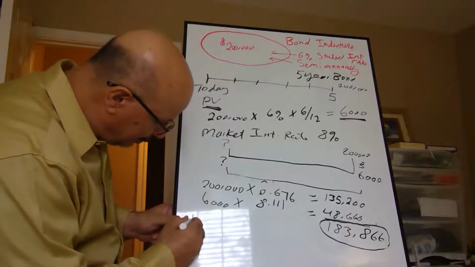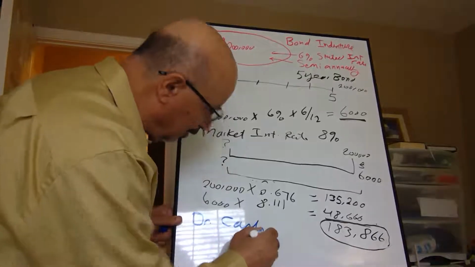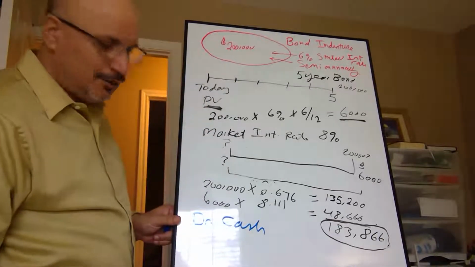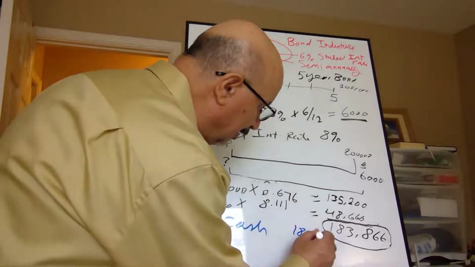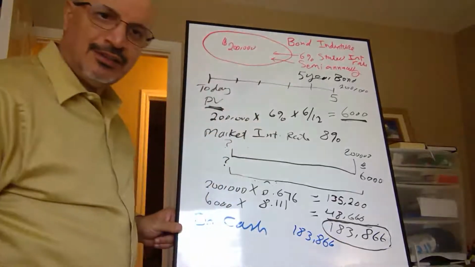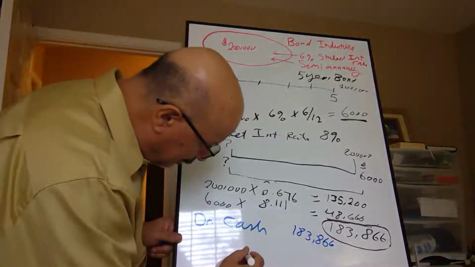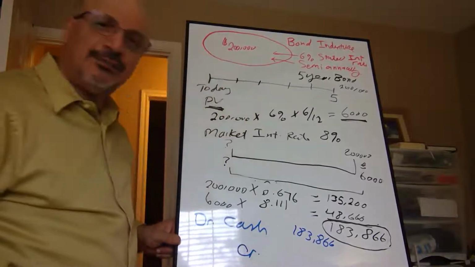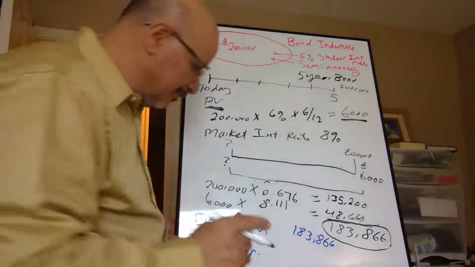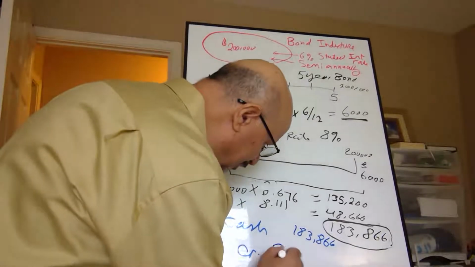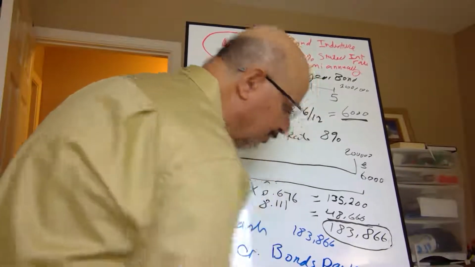Debit cash for what we're getting. We're getting 183,866. So we debit cash for 183,866. Okay. Automatically, you credit bonds payable at face value. Always. Bonds payable for 200,000.